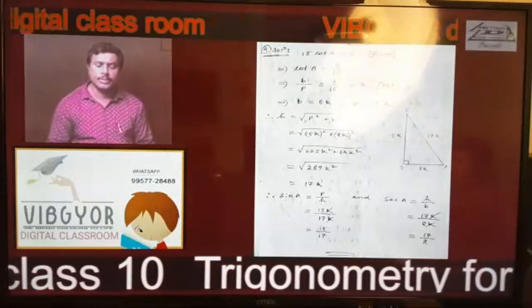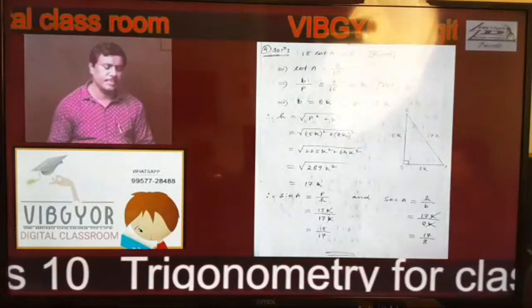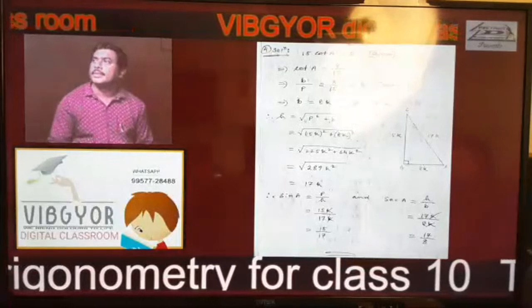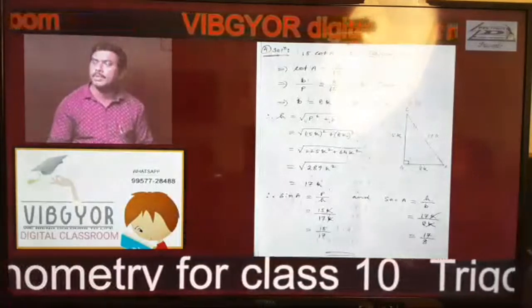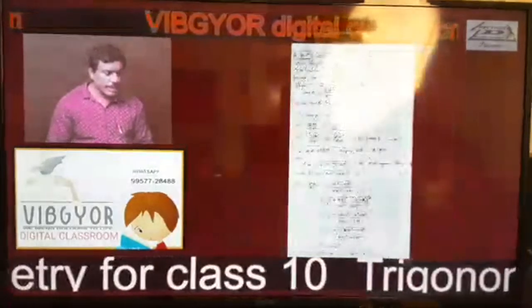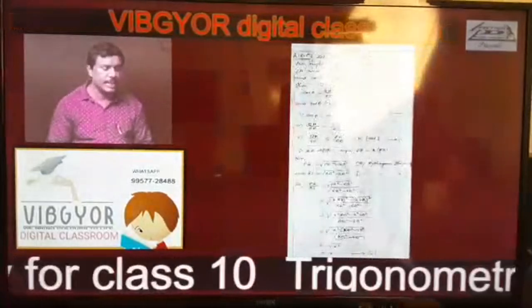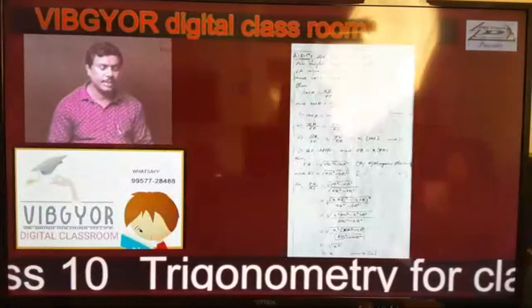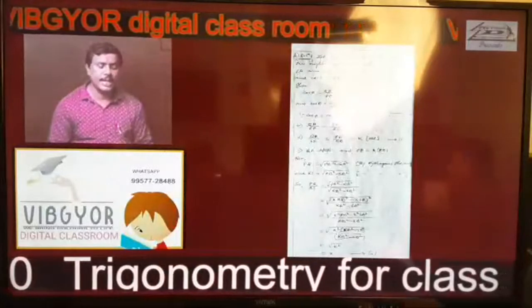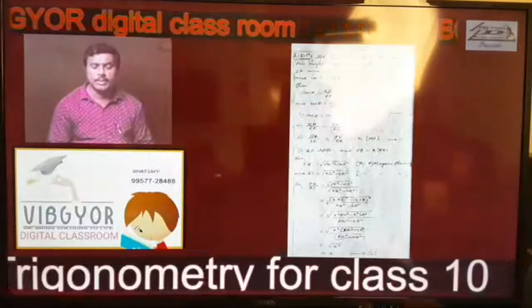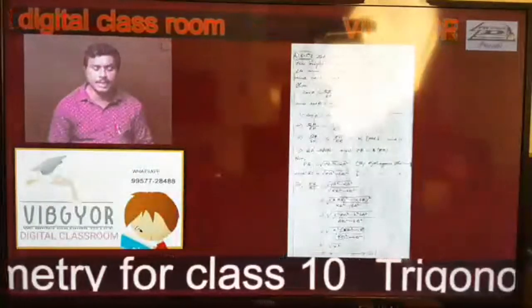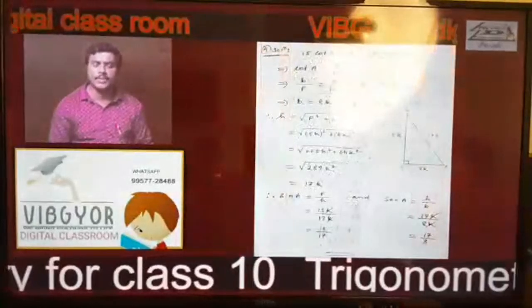Now we are going to the next sum. There is question number 4 in the next page. Question number 4. In question number 4, it is given that 15 cot A is equal to 8. Find sin A and sec A. In the question, it is given 15 cot A is equal to 8. So cot A is equal to 8 by 15.